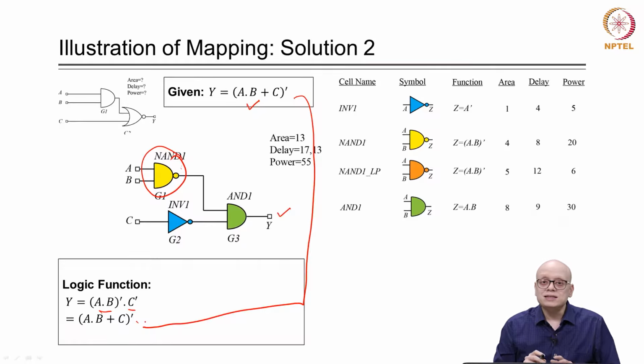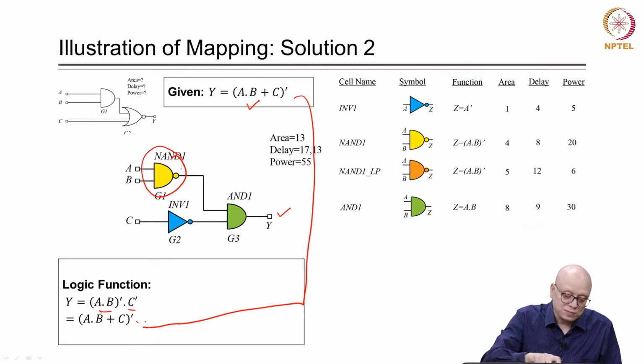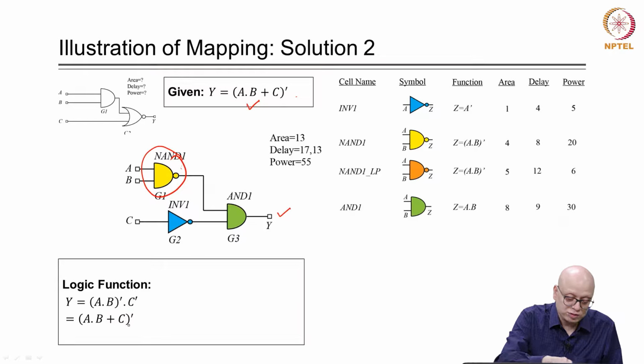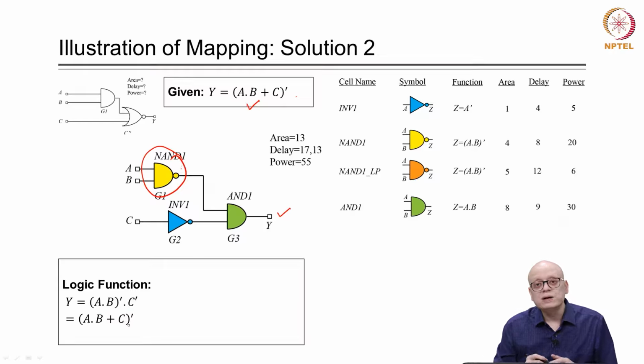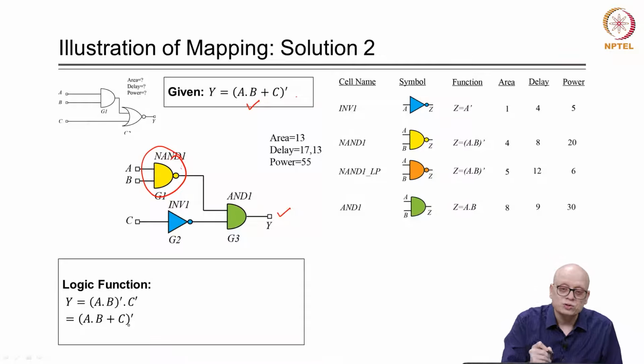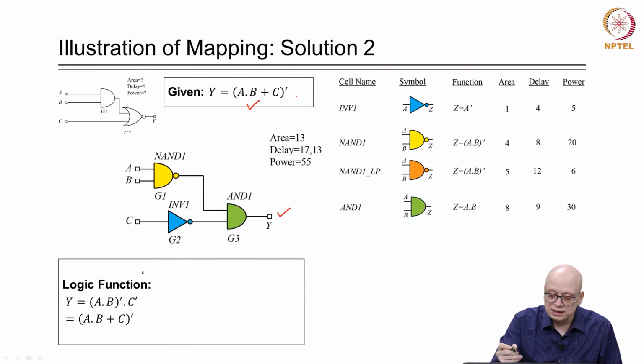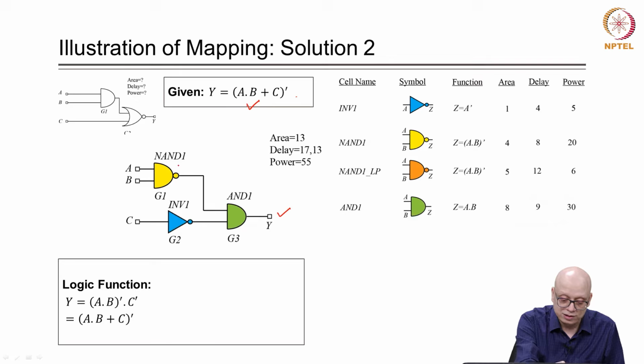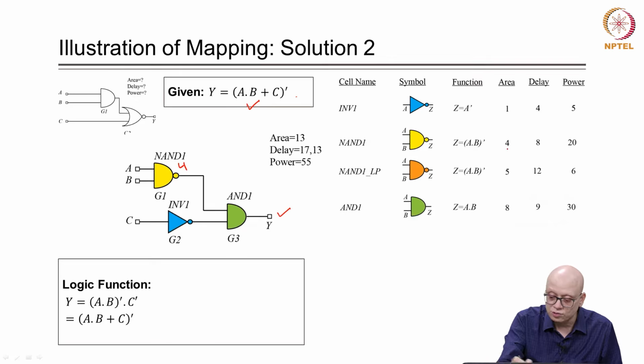So, the mapped netlist is implementing the same function as the given netlist, and therefore this mapping solution is functionally correct. Now, let us also compute the PPA numbers for this circuit. What will be the area? This has an area of 4, this AND gate has an area of 8, and this inverter has an area of 1. So, 8 plus 4 is 12, plus 1 is 13. 13 is the area.